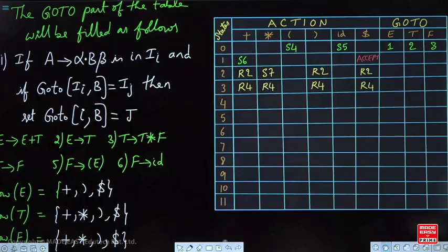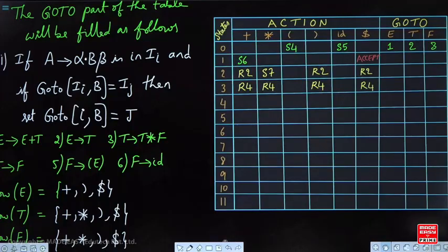In 0 comma ID, it is S5, boss, S5. In the first row, I naught, there is no final item. When there is no final item, how will you write reduce? You can't. In 0 comma ID, it is S5 only, because it is a terminal. I naught comma ID has gone to I5, so 0 comma ID is S5.